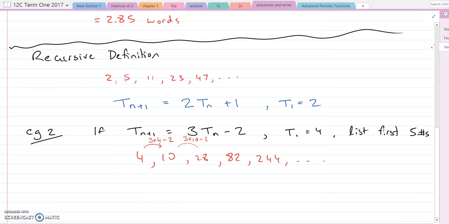First off, I could have written this definition like this: Tn equals 2 times T of n minus 1 plus 1. This is the same thing. It's saying Tn and then the previous term, Tn minus 1. It's just that this is the format that the calculator uses rather than the other format. So I just wanted to show you that.